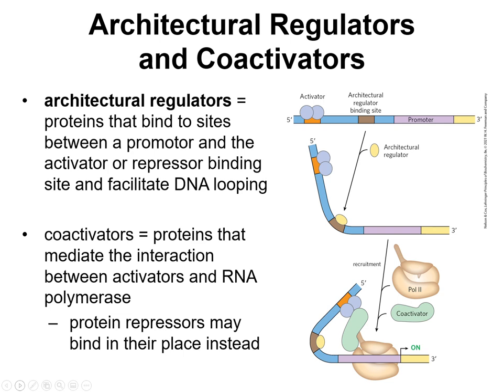So in our kind of generic scheme here, we can have an activator sitting down on its enhancer site. Then there's some architectural regulatory binding sites in brown. And then you have your promoter. If you have those architectural regulator proteins come in and bind, then you're going to change the structure of the DNA. And it's the local structure, so that you're bringing two pieces closer together.